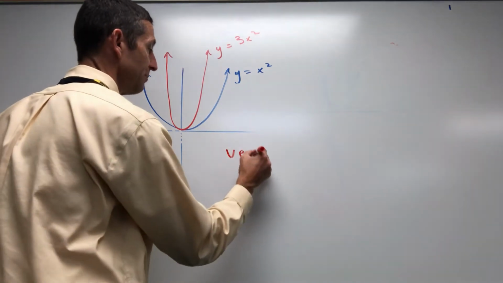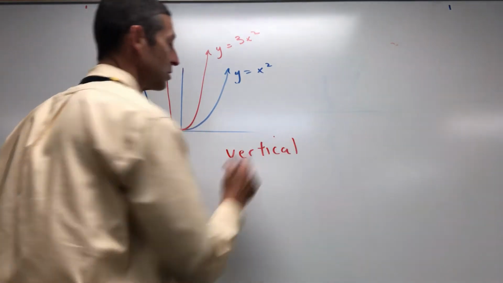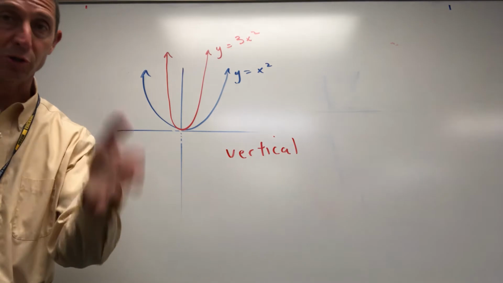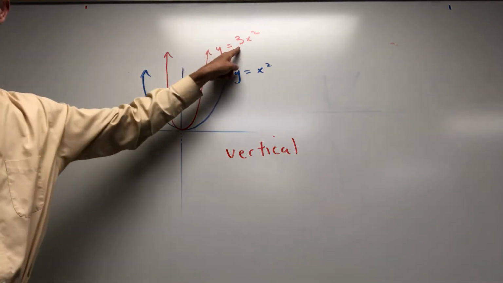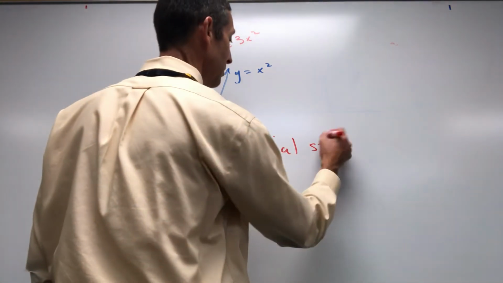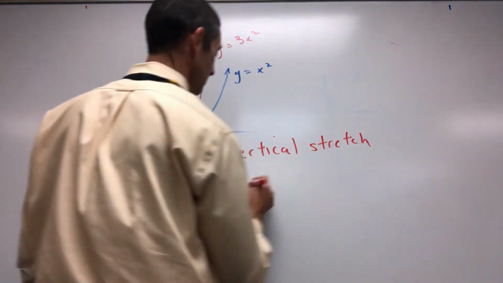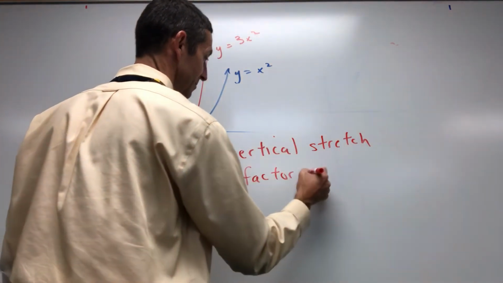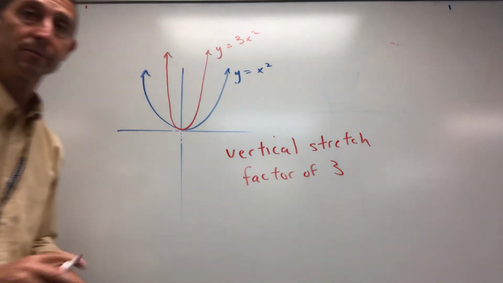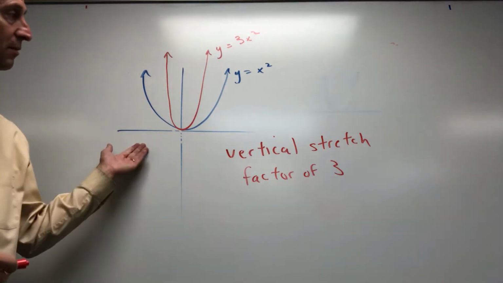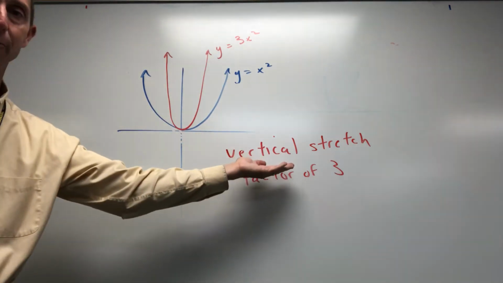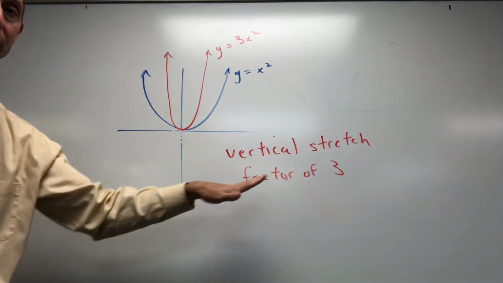So do you have yourself a vertical stretch or do you have a vertical shrink? Question of the day, oh, we're stretching. So this is a vertical stretch, factor of 3. Okay, so it's back and forth today. Parent function, regular function, you got to decide what happened to it. Is it shrinking or is it stretching?